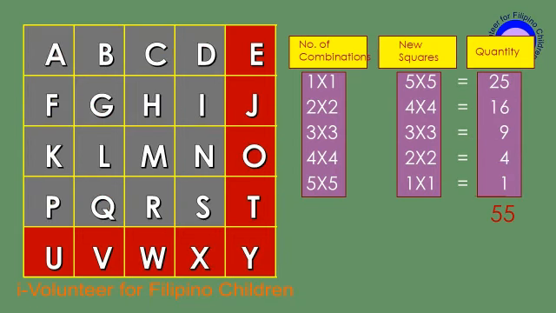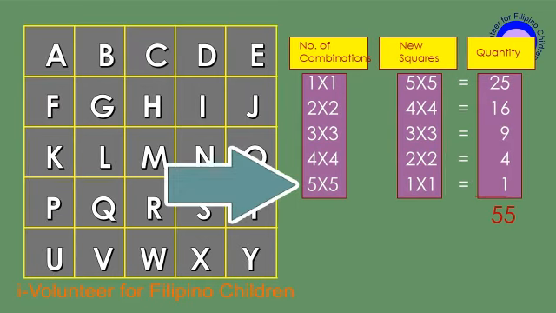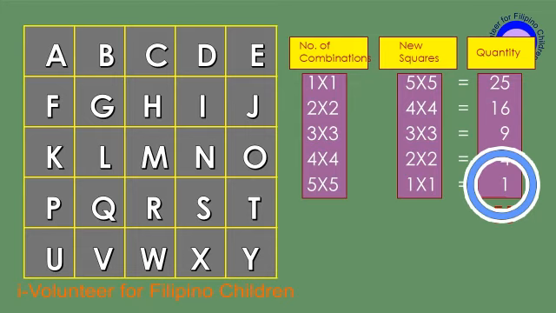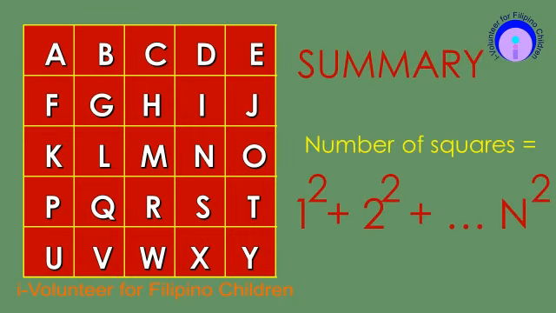1, 2, 3, 4. The figure has 4 by 4. The last group is 5 by 5 and it has only one member. And the total number of squares is 55. To give you the summary of the equation, here is the key.